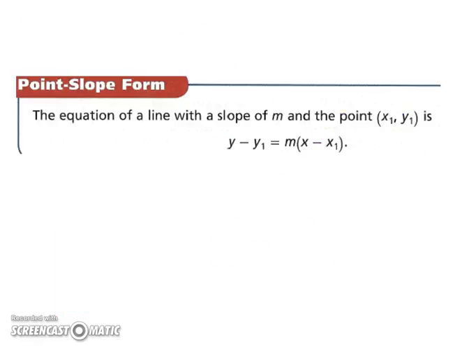Now, point-slope form will help you with a lot of other things. The equation of a line with a slope of m and a point x1, y1 is as follows: y minus y1 equals m times the quantity x minus x1. I would make sure you have this formula in your notes somewhere. It's rather beneficial.